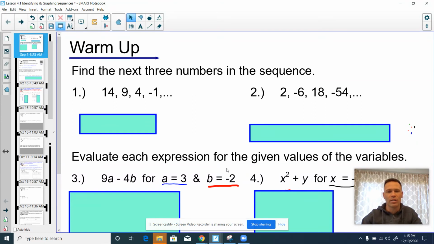Welcome to your video lesson for lesson 4.1. We're starting a new module here. This is about identifying graphs and sequences. So without any further ado, let's get into it.